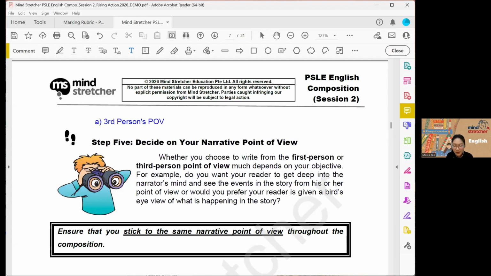Now, if let's say you want to write from the first person's point of view, then the next question is this. I'm going to just ask all of you, would you prefer to write from the perspective of the gifter or the giver? Or would you prefer to write from the perspective of the recipient? Or maybe there is no giver or recipient in your story. It's just one person who worked, who did something and then gained something priceless.